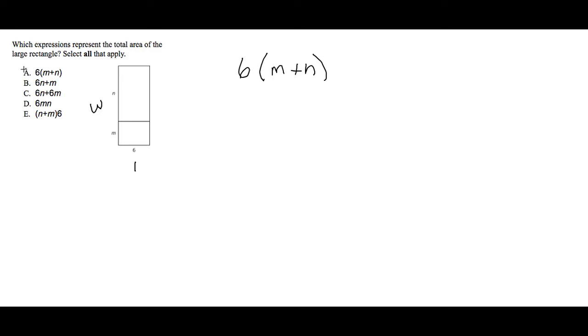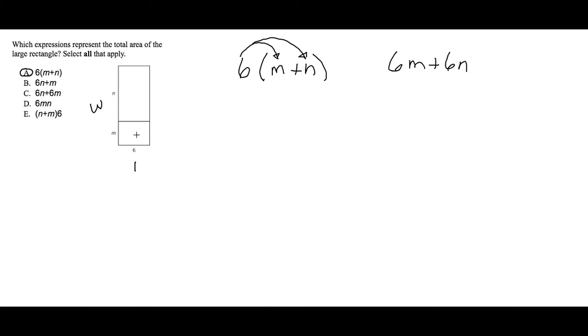So we know that A is an expression that represents the total area. Now a couple of ways we can do the second part. We can either do the distributive property and say, okay, I'm going to be multiplying 6 times the m and 6 times the n to get 6m plus 6n.